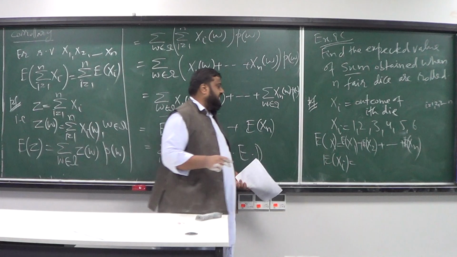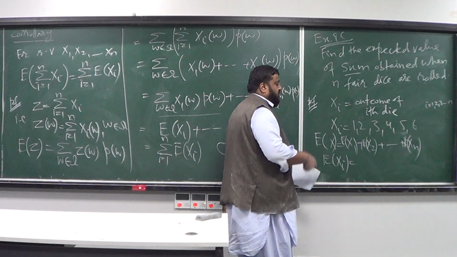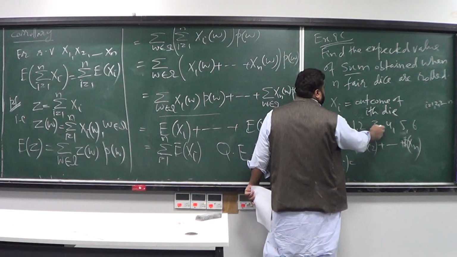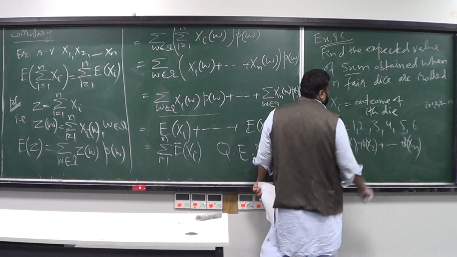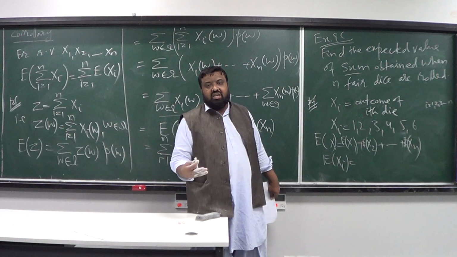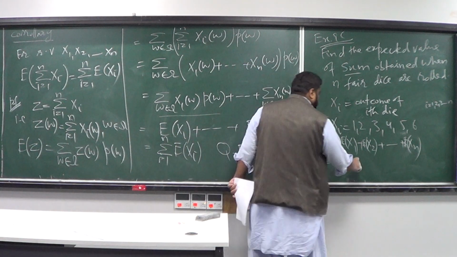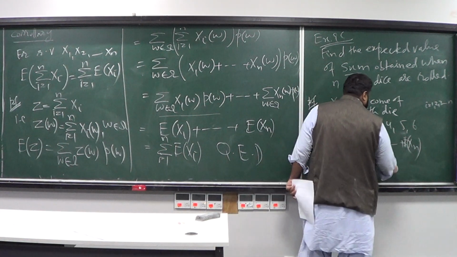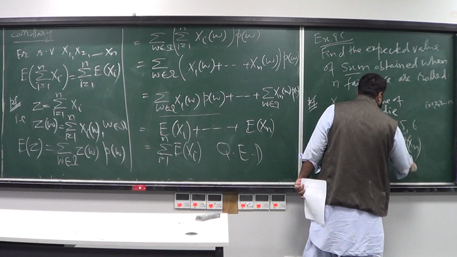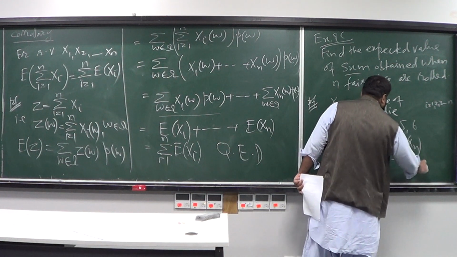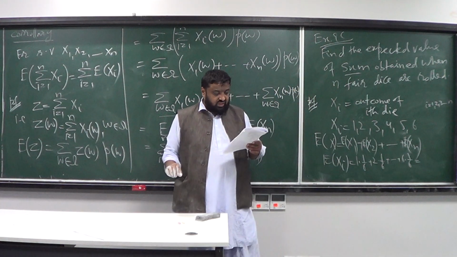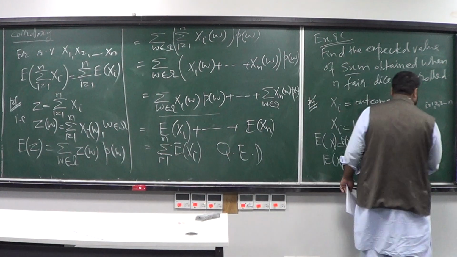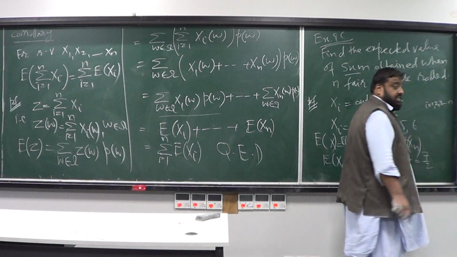So the expectation of xi, where i could be 1, 2, 3 up to n, is going to be: which values is it taking? 1, 2, 3, 4, 5, 6. Multiply these values with their corresponding probabilities. So it's going to be like 1 times 1/6 plus 2 times 1/6 plus so on and so forth, 6 times 1/6, and the outcome is going to be what? So the outcome is going to be 7/2. Okay?